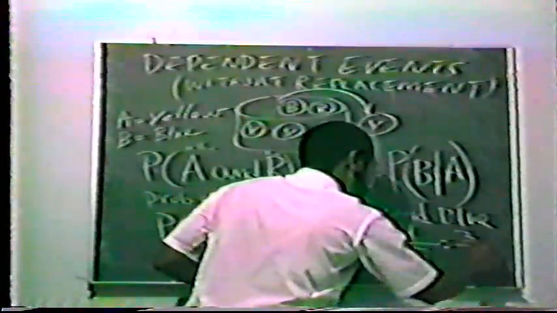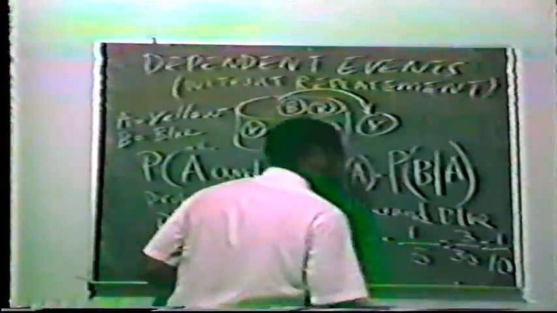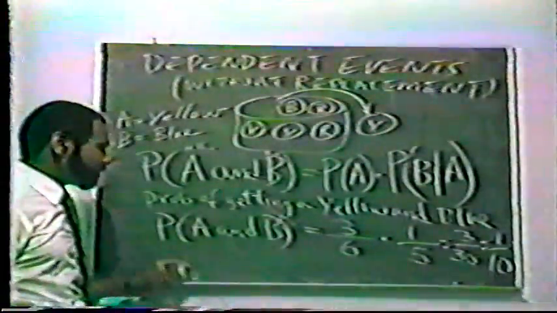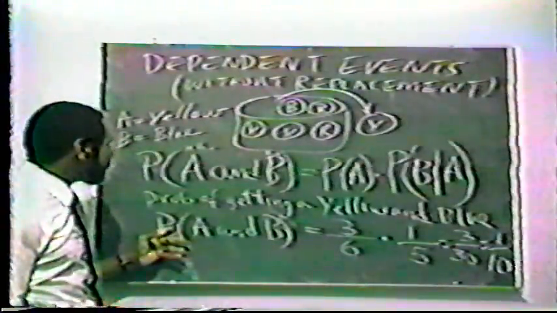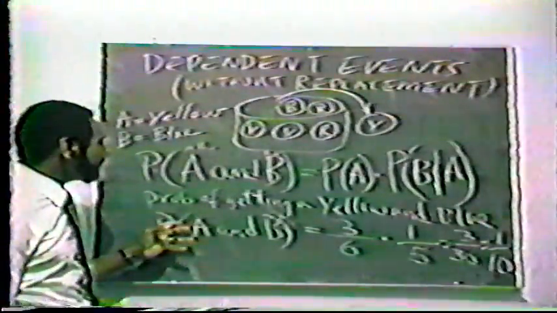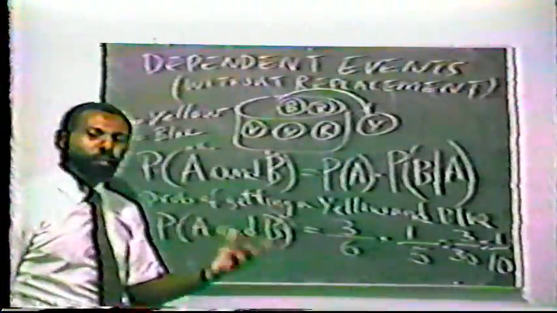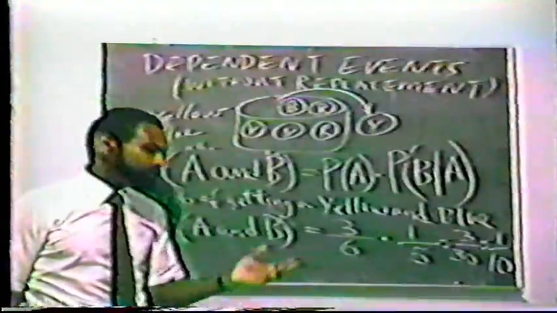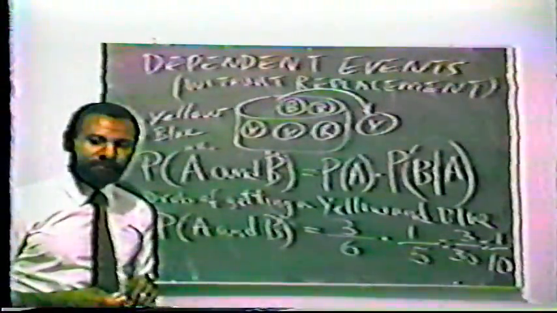3 over 30, which reduces to 1/10. So the probability of A and B, the probability of getting a yellow and a blue ball in 2 trials, would be 1/10. And of course we can change that into a decimal and into a percent.